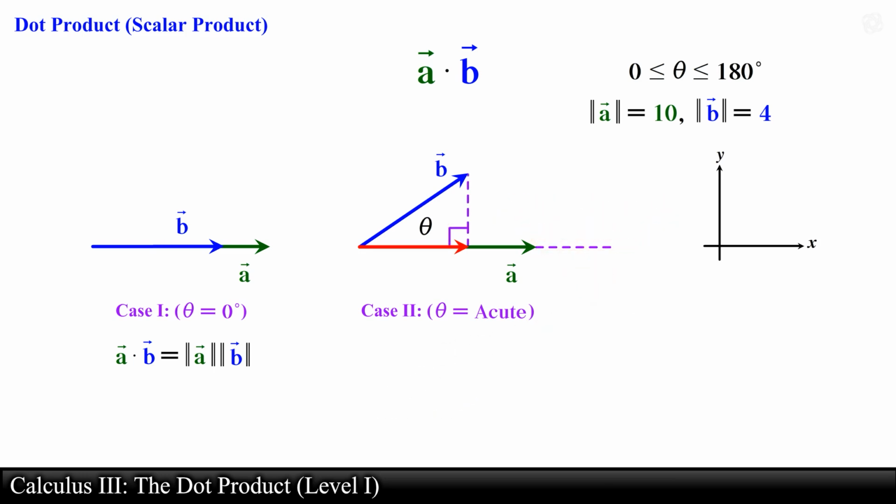Using right triangle trigonometry, we can easily find the projection of vector b onto vector a by computing the x component of vector b. In this case, it will be equal to the magnitude of vector b times cosine of theta. This expression represents the component of vector b along the direction of vector a. We now have a vector that points along the path of vector a. So we take this value and multiply it by the magnitude of vector a to find the value of the scalar product.